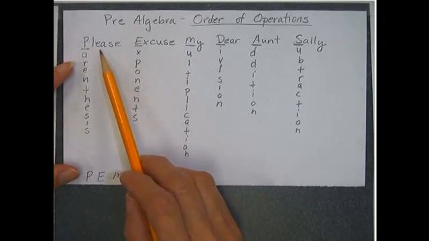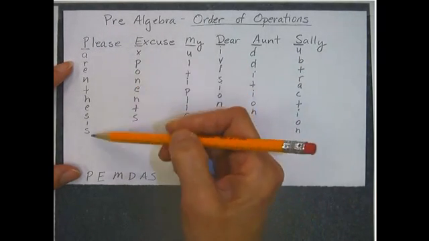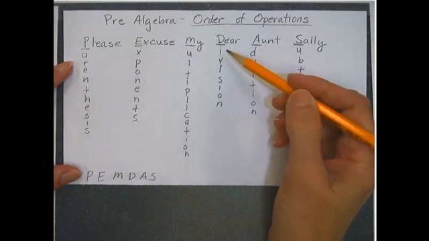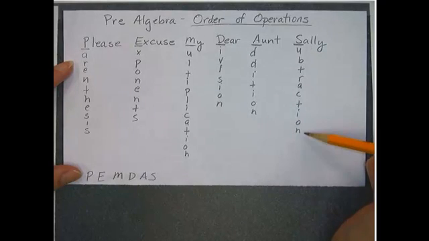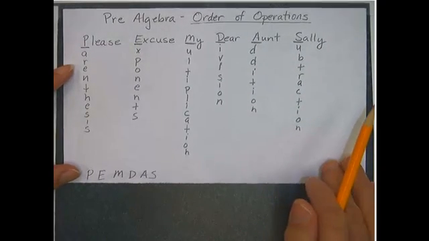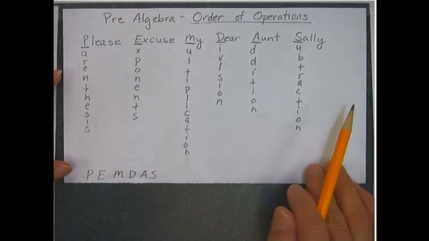The phrase, "Please excuse my dear Aunt Sally," hopefully will help you to remember to do parentheses, then exponents. Then you can do multiplication and division. After that, you can do addition and subtraction. I don't know who Aunt Sally is or what her case is, but she must be a sorry case because she's required a lot of excusing for a lot of years.